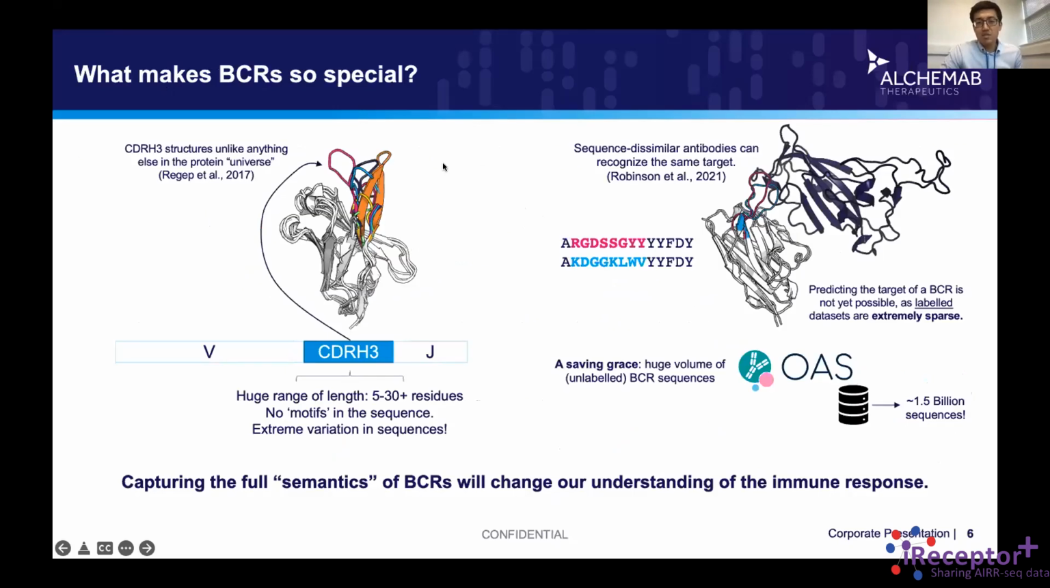What makes B-cell receptors so special? In addition to the fact that they could in theory recognize pretty much any molecule, they are unlike anything else in the protein universe. The CDRH3 bit, which I mentioned earlier, has a huge range of length. It can be anywhere from 5 to over 30 residues long.